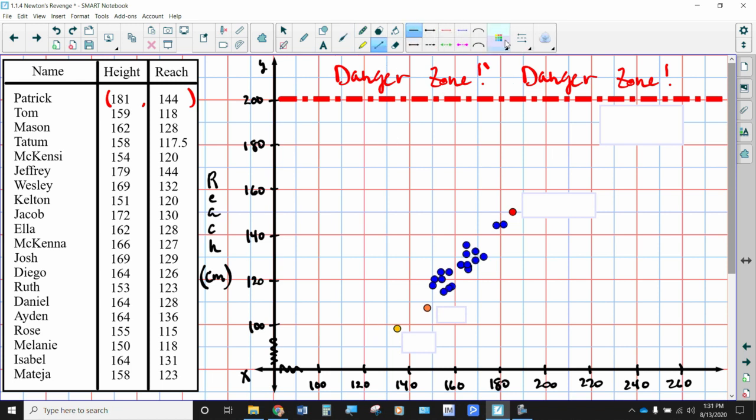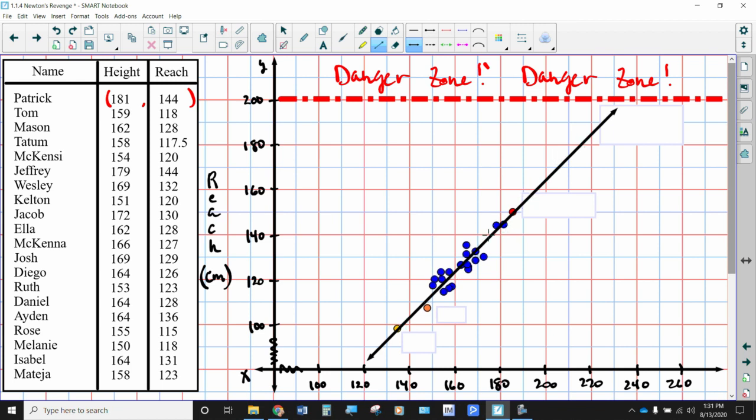So a line of best fit goes through the data and it kind of evenly splits, kind of like a median, all of the points there. Now, because it's a scatter plot and everybody is different, not everybody's going to be the same height, not everyone's going to have the same reach, and some people are taller with slightly shorter arms, some people are shorter with slightly longer arms.